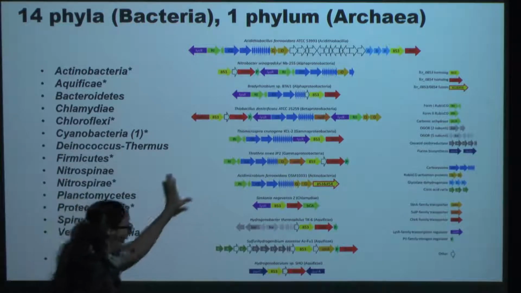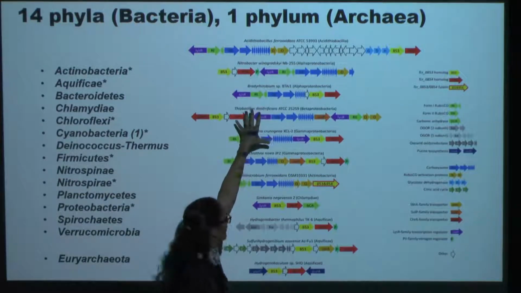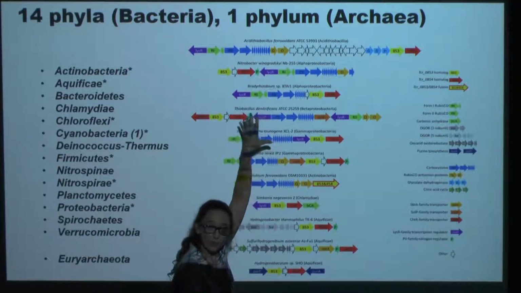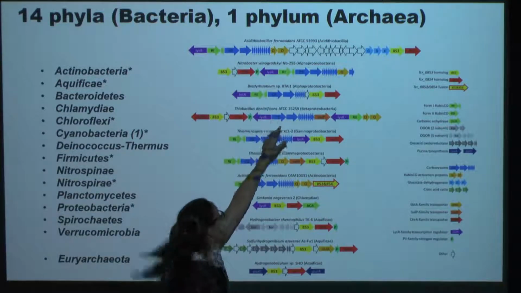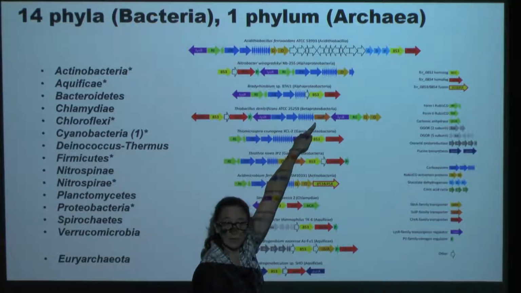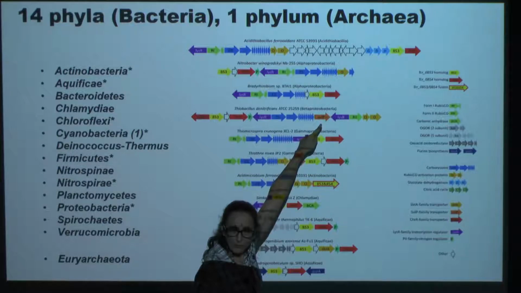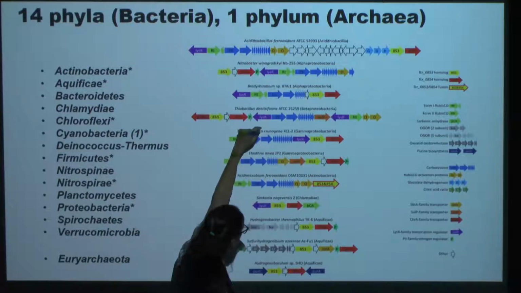What's fun is that in a lot of these other microorganisms, they're found right next to genes that are involved in carbon dioxide metabolism. So the blue stuff, that's carboxysomes. So a lot of times they're near carboxysome operons in autotrophic organisms.